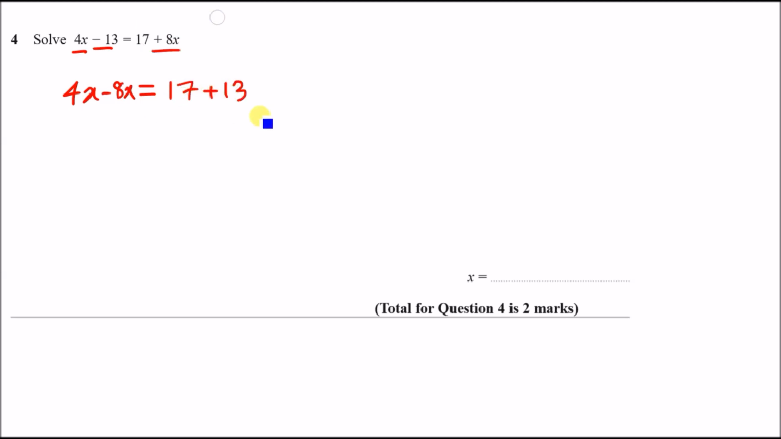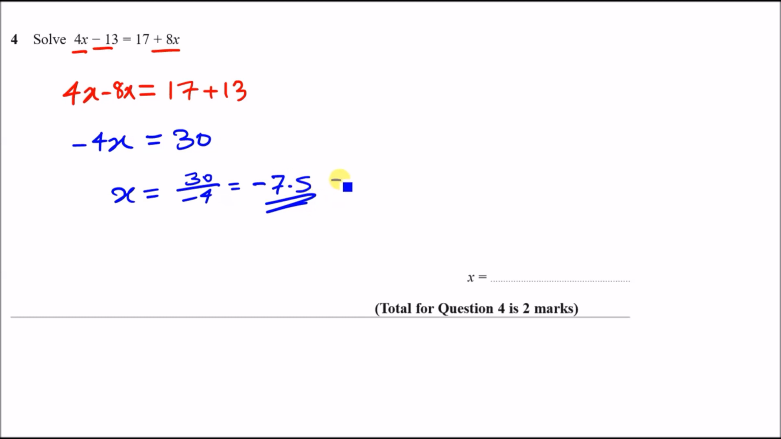Now, all you got to do is just tidy this up. On the left-hand side, 4x take away 8x is minus 4x. 17 plus 13 is 30. Then just divide by minus 4. So x equals 30 over minus 4. Putting this in your calculator or simplifying it, you should get minus 7.5. You could leave it as a fraction as well, which would be minus 15 over 2. So both answers are fine.